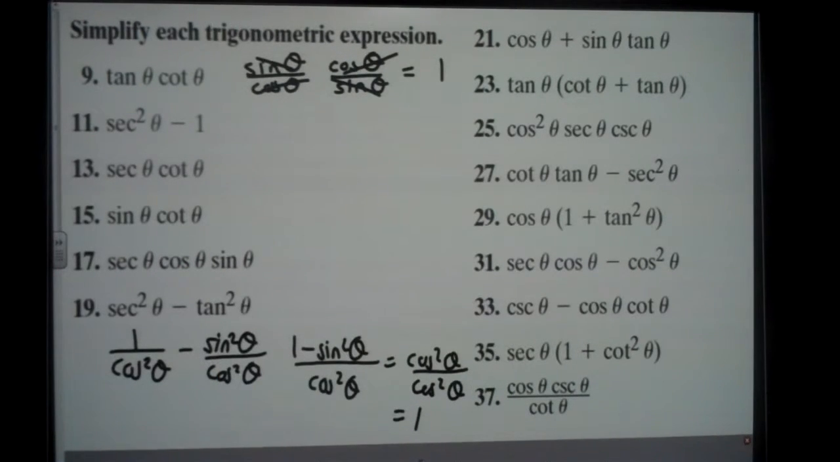So a lot of these questions, you've really just got to jump in, try and see what you can come up with, and then hope that it will actually simplify.